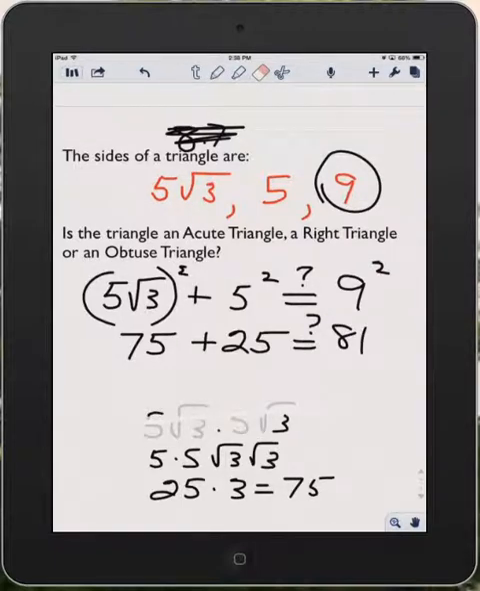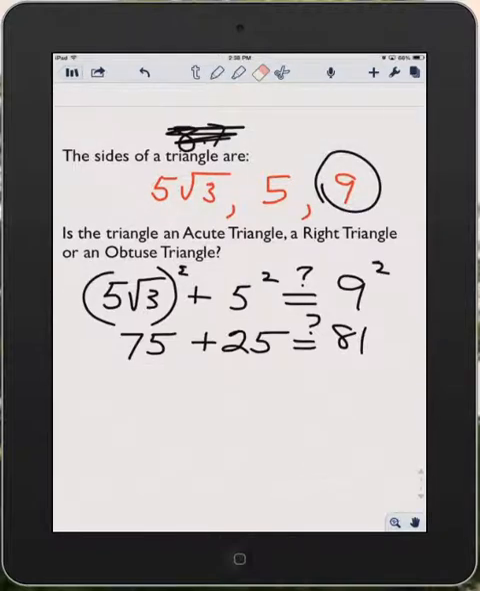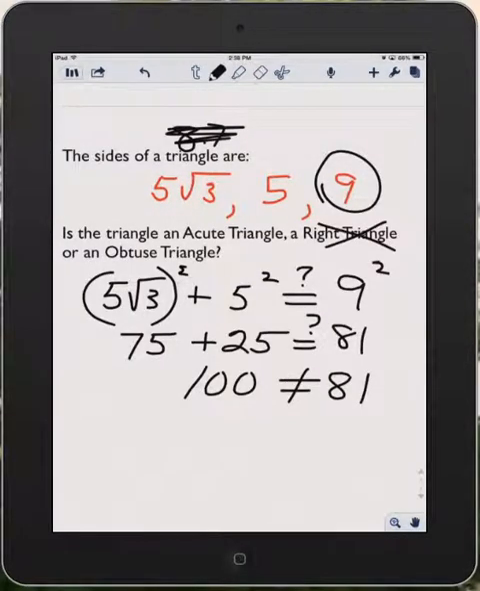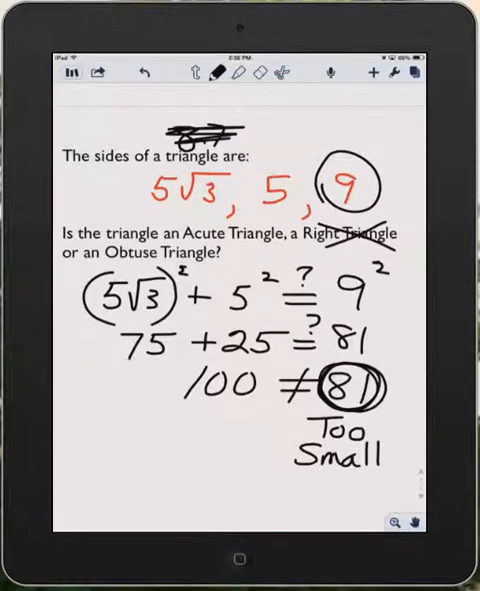And let's get rid of this scratch work at the bottom. And 75 plus 25, 100, obviously does not equal 81. So therefore it's not a right triangle. The square on the right-hand side, the square of the longest side, is now too small to have been the square of a hypotenuse. Small means it is an acute triangle.